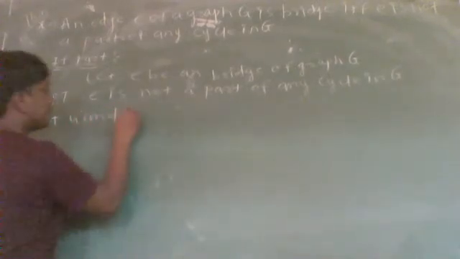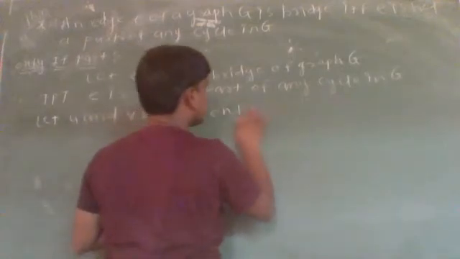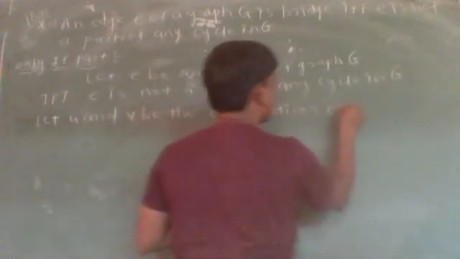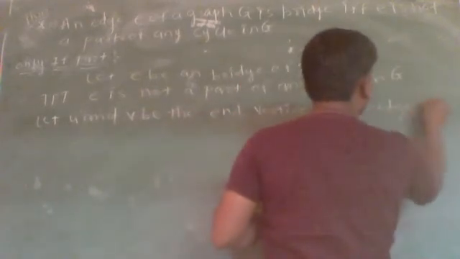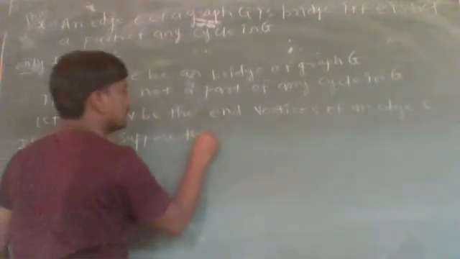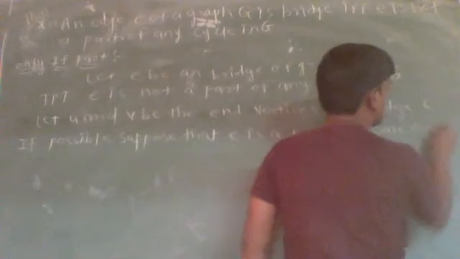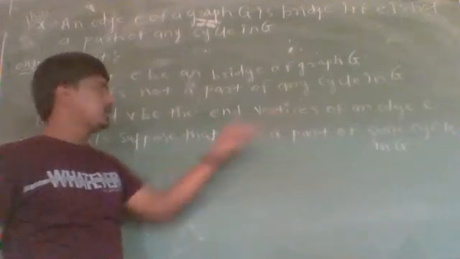If possible, assume that E is part of some cycle in G. Let U and V be the end vertices of edge E. As E is a part of some cycle in G, there are two paths from vertex U to V. One is the single edge E and the other is the path P, which does not contain the edge E.